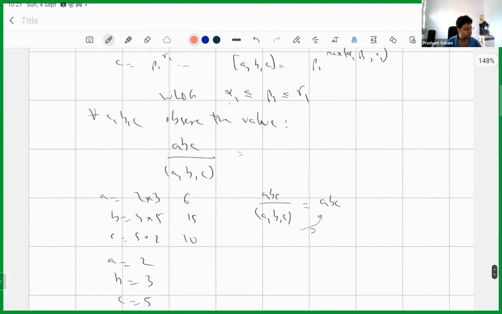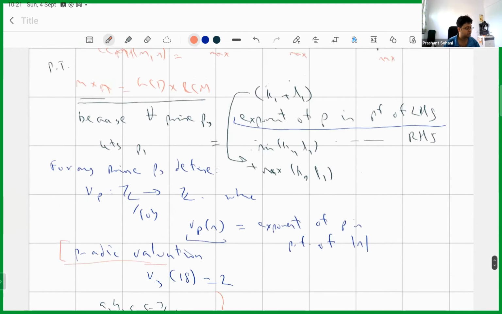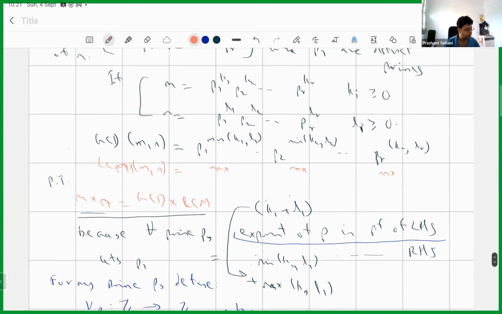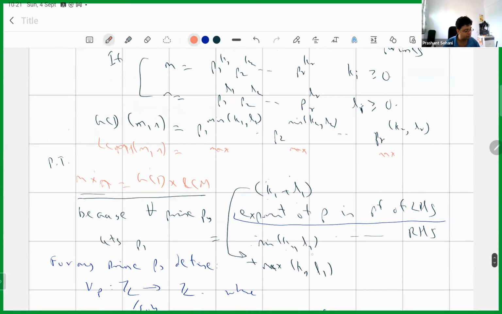See, why did the property work for two numbers? If you carefully observe this periodic notation, when we compare the exponent of the LHS and RHS, the LHS periodic relation we know is K1 plus L1, but the RHS was the minimum of K1, L1 plus the maximum of K1, L1. The important thing is that if K1 is the minimum, then L1 is automatically the maximum. So this inverse relation, whichever is the smaller one, forces the other one to be the greatest one.